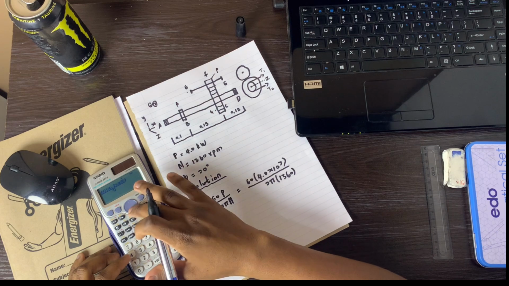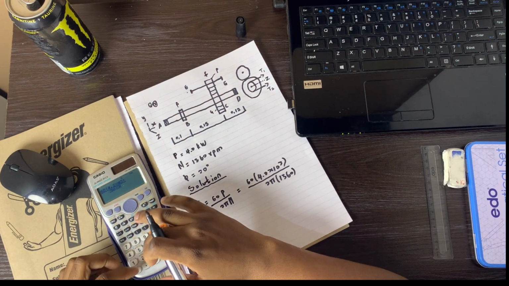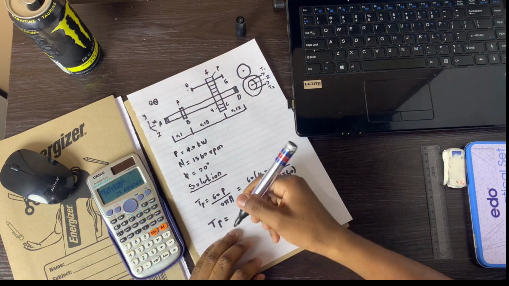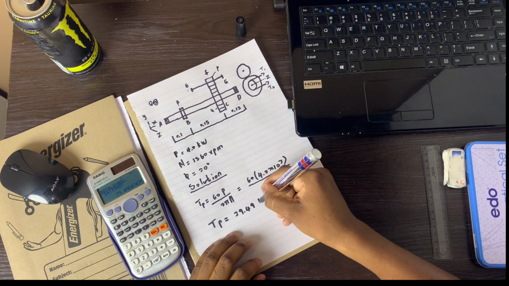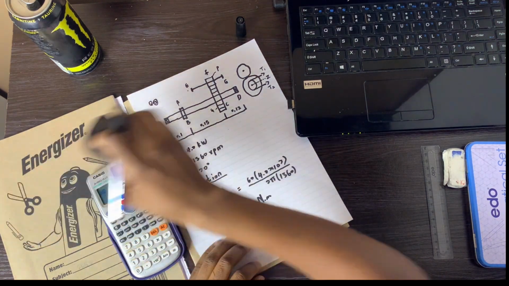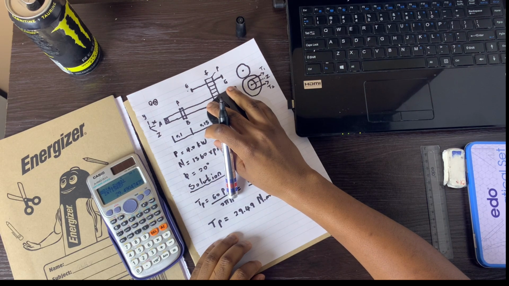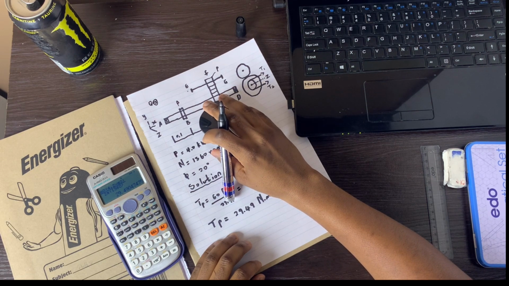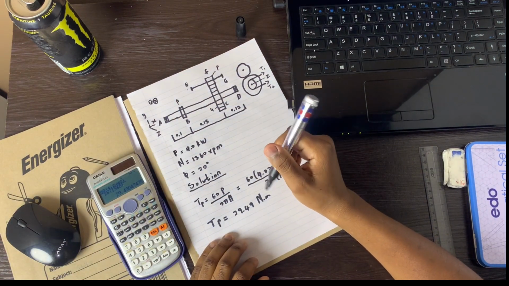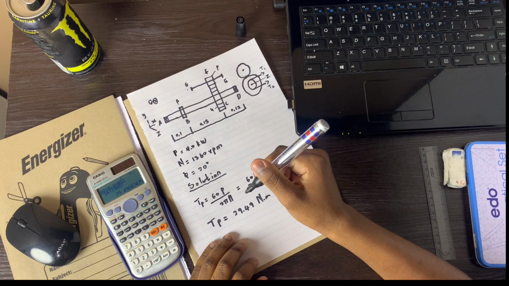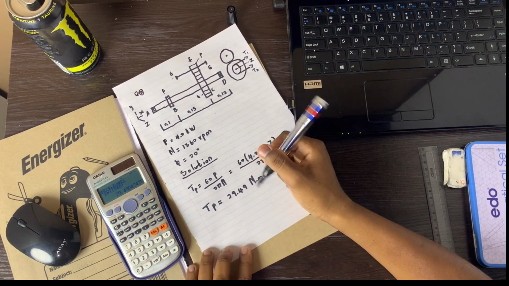64.2 times 10³ divided by 2 pi n, which gives us 29.49 Newton meter, right? Let me check if the speed I got is correct. Yeah, 4.2. The torque is very small. But it's what we're given, so we work with what we're given, right?